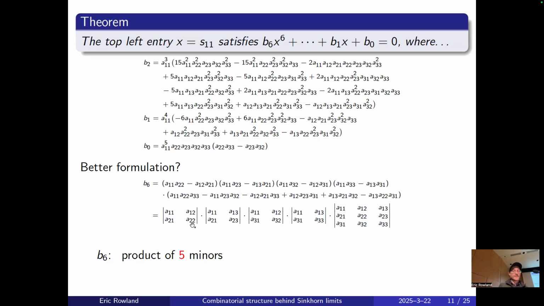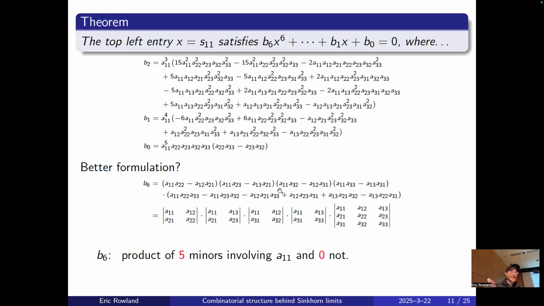And these other factors are determinants of 2x2 matrices that we get from extracting 2 rows and 2 columns from A. So these are called minors. This just means a determinant of a matrix you obtain by extracting rows and columns. So B6 is a product of 5 minors. And not just any 5 minors. These 5 minors all involve the top left entry, A11, which is a good sign because we're looking for the top left entry of the Sinkhorn limit. So there's some compatibility that's being hinted at here. So it's the product of 5 minors that involve A11.